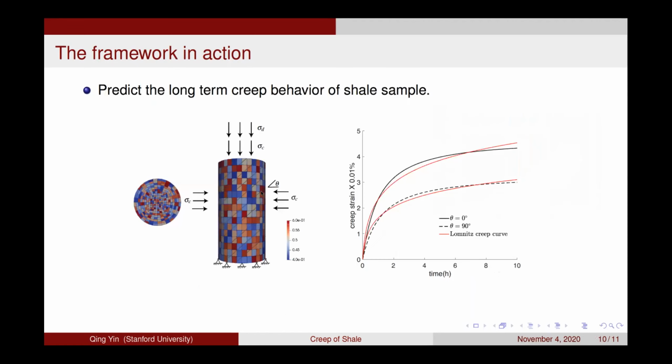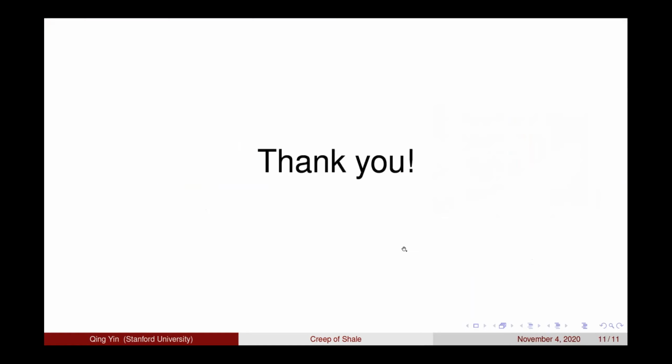Then after this, we can use the calibrated material to model a triaxial creep test. And this is the predicted curve that we have seen. This time is in 10 hours. It's not in months, but it's still very long compared to the indentation test. That's all. Thank you.